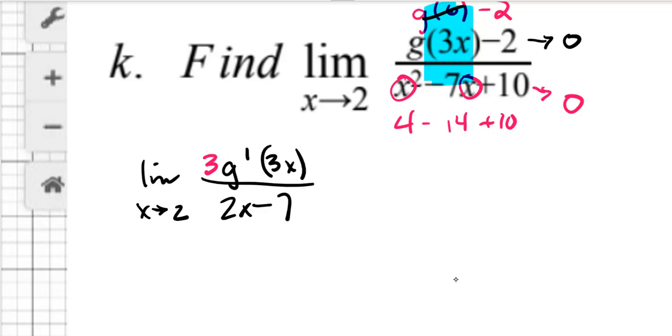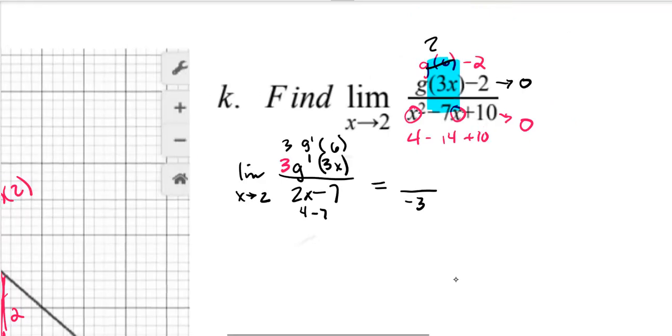So this time when we plug 2 in, again, we'll get 6 for the 3x in here, so we're going to have g prime of 6, and then we're still going to have 3. So 3 times g prime of 6. When we plug 2 in the denominator, we're going to have 4 minus 7. So the denominator is going to give us negative 3. Now at the top, I've got to figure out what g prime of 6 is.